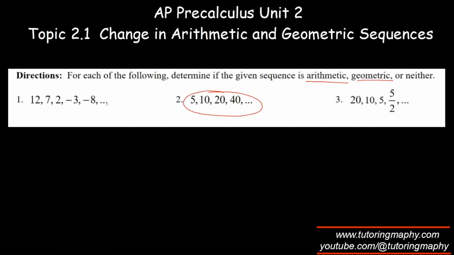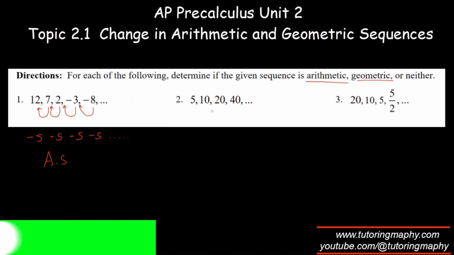For example, here it feels like it is a ratio. This looks more like a difference. So let's find 7 minus 5, 7 minus 12. 7 minus 12 is negative 5. 2 minus 7 is negative 5. Negative 3 minus 2 is negative 5. Negative 8 minus negative 3 is negative 5, and so on. So yeah, the difference is the same. So this is an arithmetic sequence.